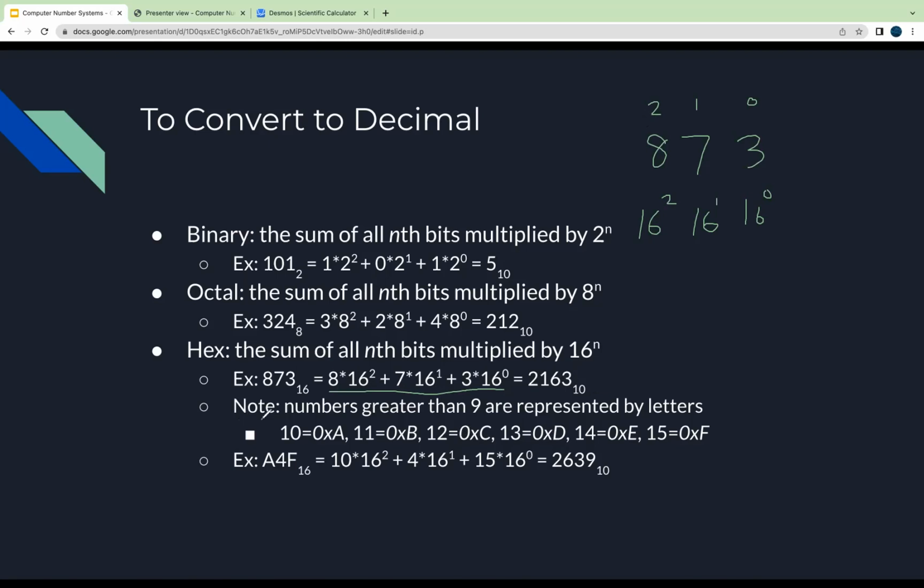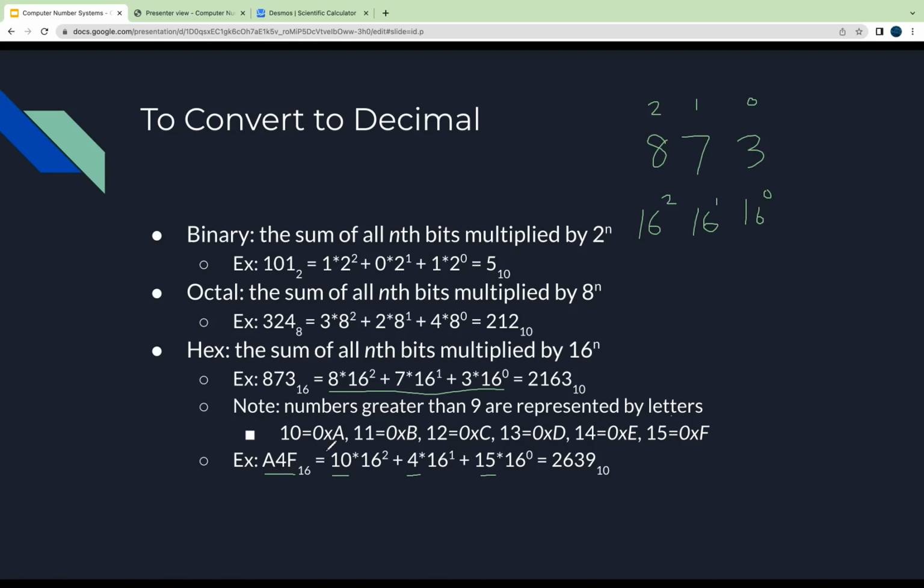But here we note that when numbers are greater than 9, they're represented by letters. So we have to be aware of this when we are solving for hexadecimal numbers with A through F. We have to replace those with their proper decimal notation to make things easier for ourselves. So 10, 4, 15.